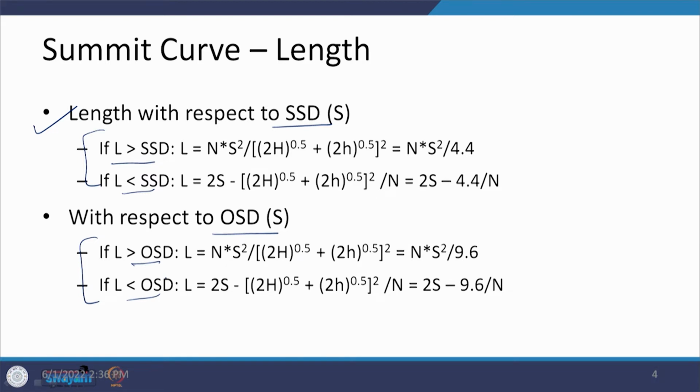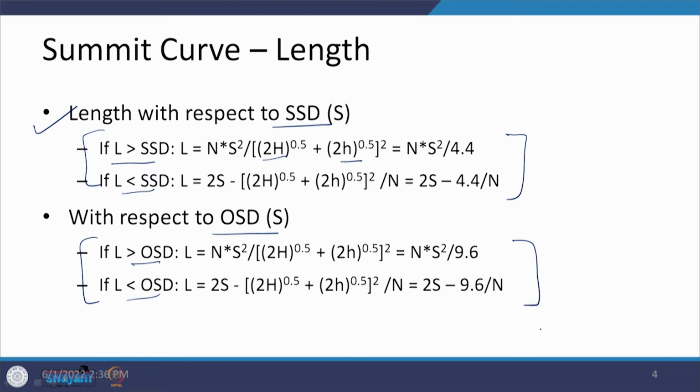And when we have talked about these heights, which are defined here as capital S, small h, that is the height of the eye level and height of the object, using those values what we have found is that when L is greater than SSD, then the formula is NS square divided by 4.4, but when L is less than SSD, then it becomes 2S minus 4.4 divided by N. And similarly, in the case of OSD, it is NS square divided by 9.6 if the length is more than OSD, but if it is less than OSD, then it is 2S minus 9.6 divided by N.